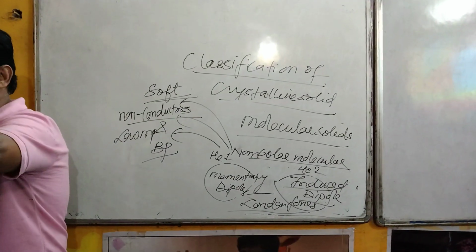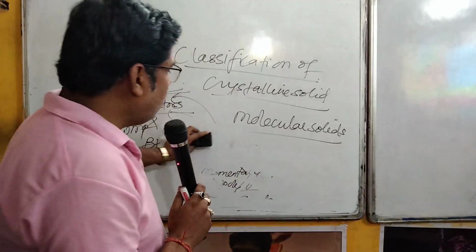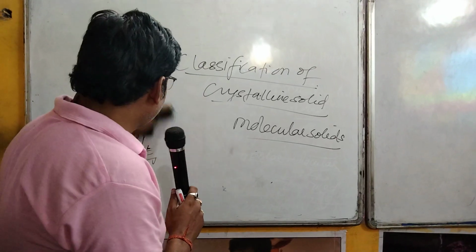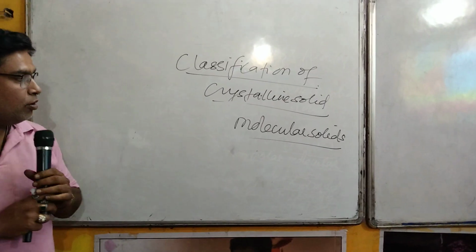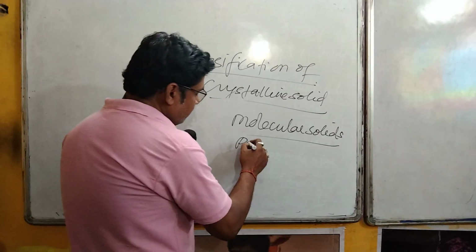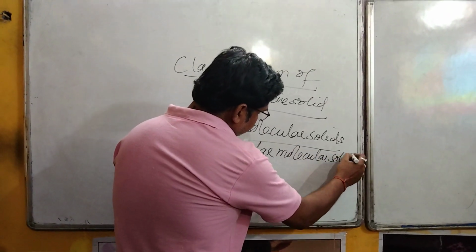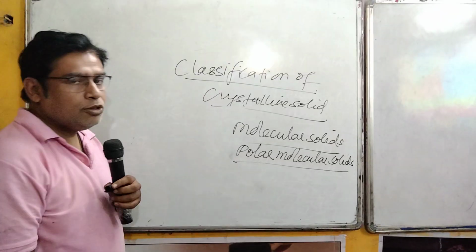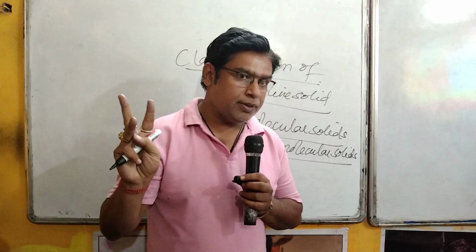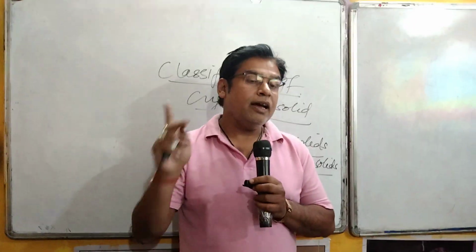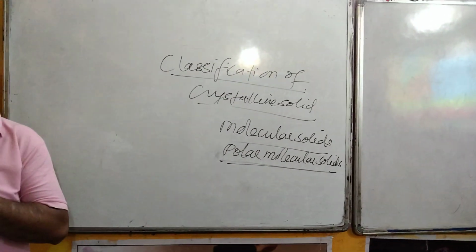Now we will talk a little about the polar molecular solid. Amongst the molecular solids, the second category is the polar molecular solid. I told you that molecular solids are of three types: non-polar, polar, and hydrogen bonded. We will now study the polar molecular solid, the second category.